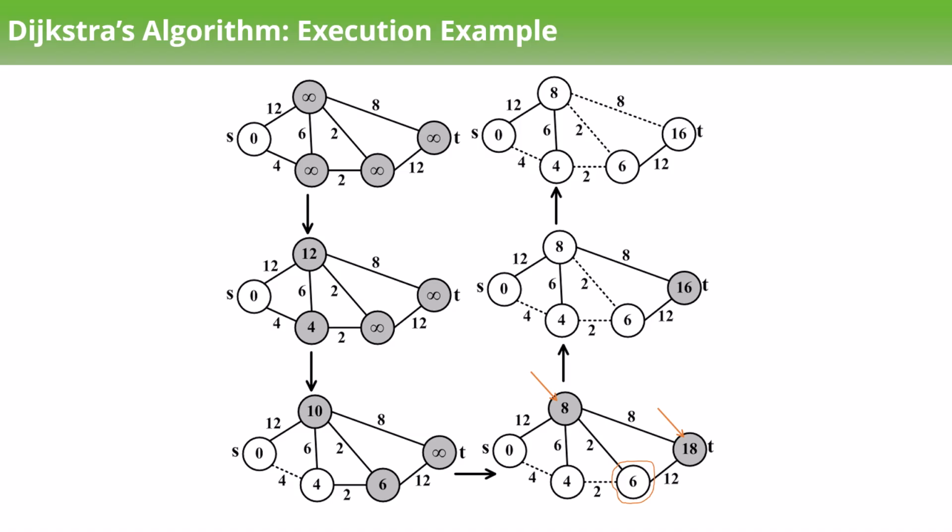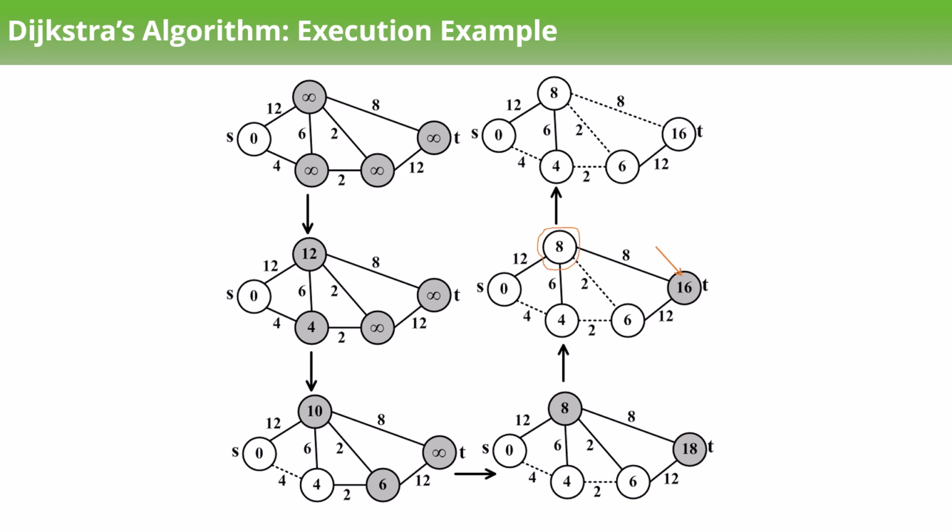Again, we always choose the smallest available distance. Now the current distance is 6, edge weight is 2. So 6 plus 2 equals 8. Previously the top node had the distance 10, now it is updated to 8. Now look at the destination node. The current distance is 6, the edge weight is 12. So 6 plus 12 is 18, so update it to 18. Mark the bottom middle node as visited.